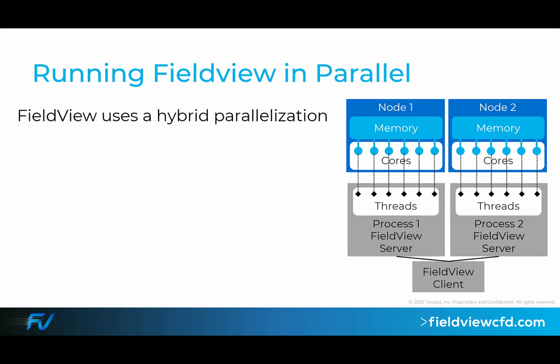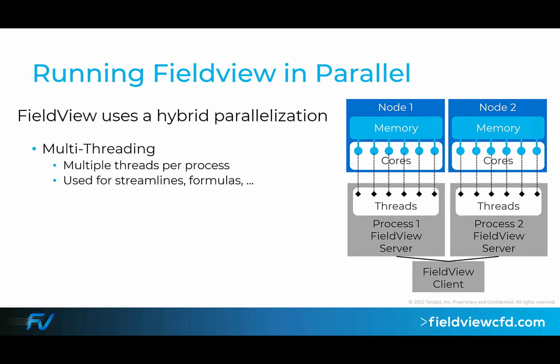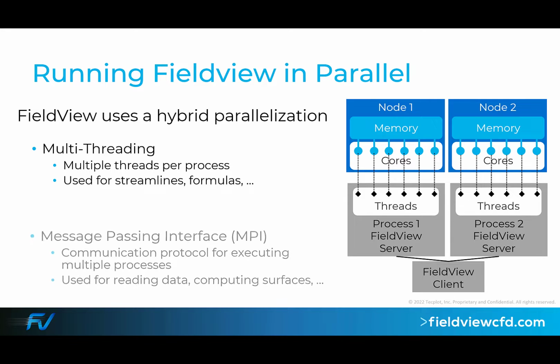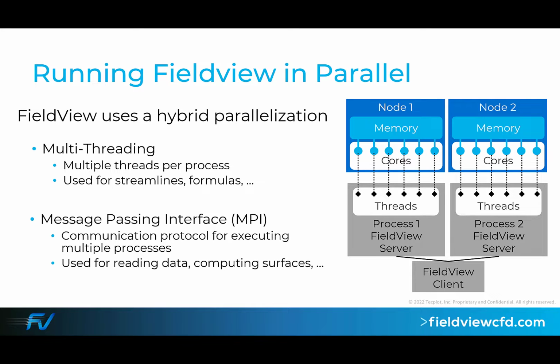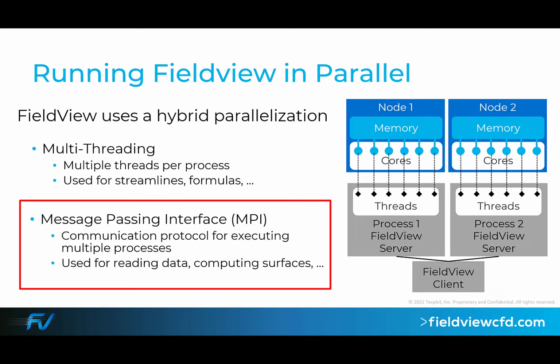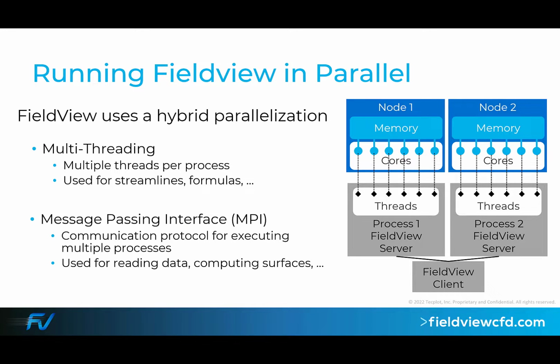FieldView uses hybrid parallelization, which is a mix between multi-threading, where multiple threads are used for each process, like computing streamlines or formulas, and MPI parallel, which can efficiently distribute the loads of heavy operation through all available nodes that you have available. We will focus in on MPI parallel for this video. The result of using MPI parallel has been faster read times and improved performance with heavy operations in FieldView.